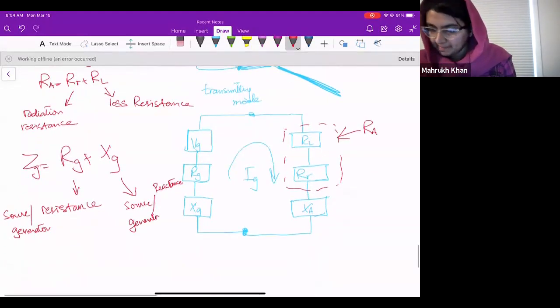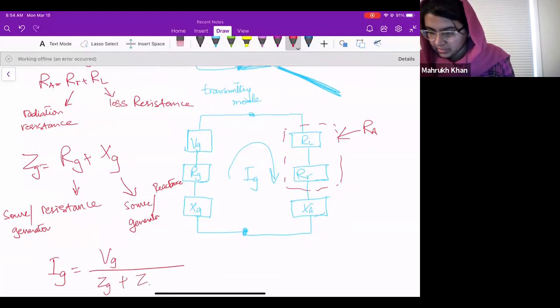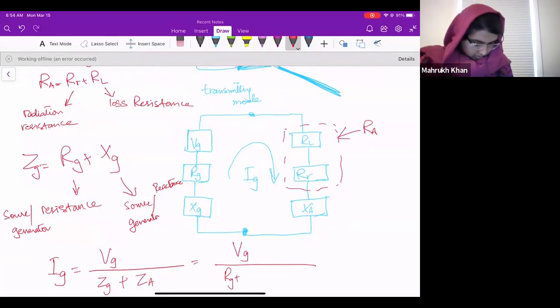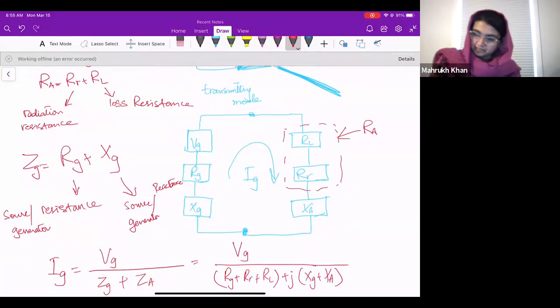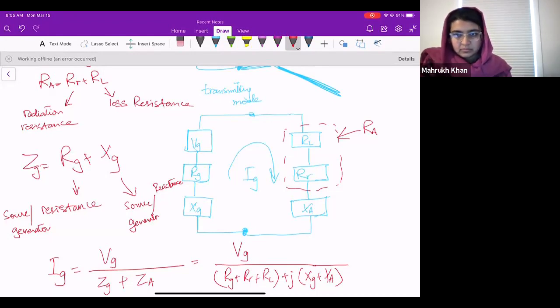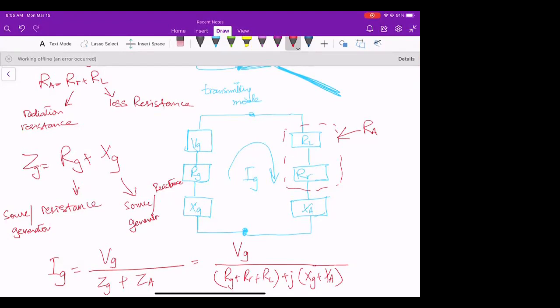Now the current will be VG by ZG plus ZA, which will make it VG by RG plus RR plus RL plus J times XG plus XA. We are good till here? Josh? Yeah, this makes sense. Okay.